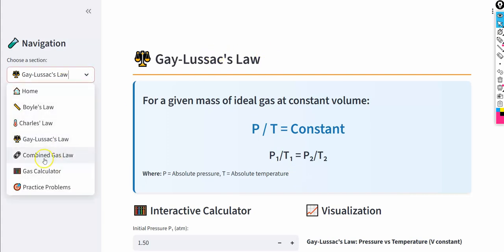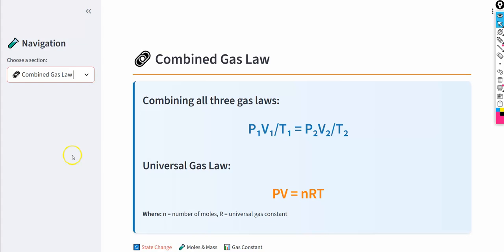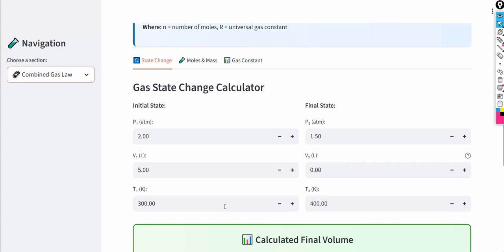Now if I come to the combined gas law, that will be P1 V1 by T1 is equal to P2 V2 by T2, and from that you will get PV is equal to nRT. Here n is the number of moles, R is the universal gas constant.